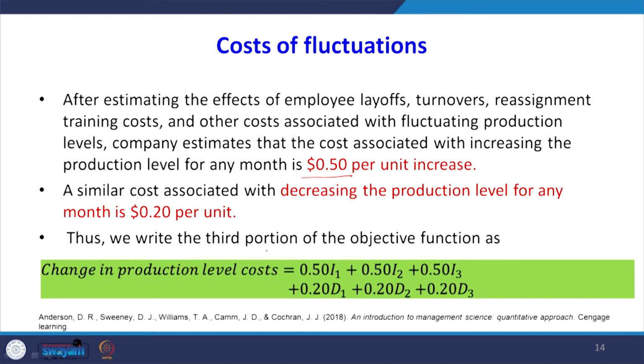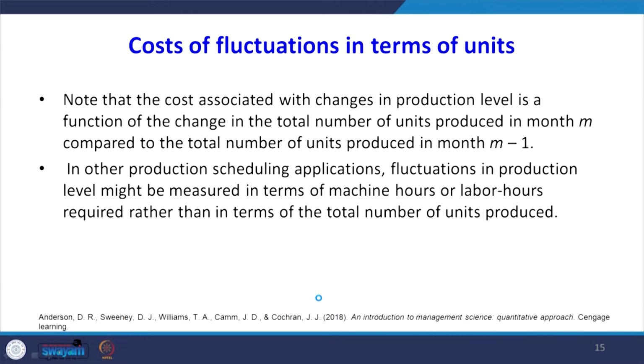Okay. So, we have 3 months, there is a possibility of increasing, there is a possibility of decreasing also. For increasing, cost is 0.50 I1, I2, I3 for month 1, month 2, month 3. The same months there is a possibility of decreasing, D1, D2, D3, but the increment and decrement will not take place simultaneously. The next slide I will explain.